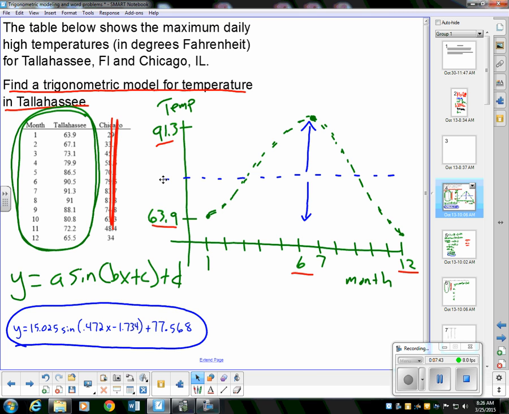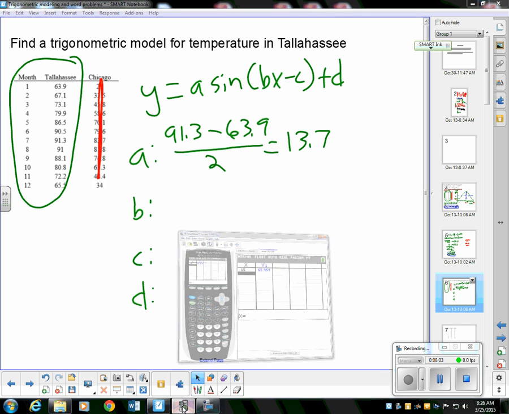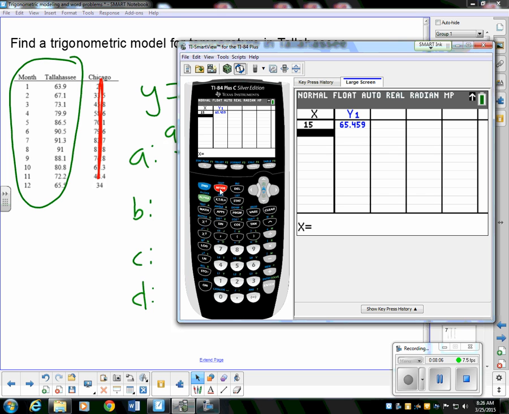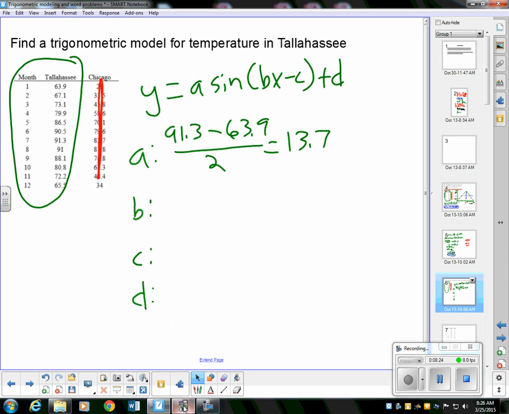And the formula for amplitude, if you will remember, was the highest y value, which is 91.3, minus the lowest y value, 63.9, and then you divide that by 2. And you should get 13.7. You can do that in your calculator. In fact, I'll go ahead and pull this one up and do it that way. Calculator will work here. So it's 91.3 minus 63.9. And then you want to divide that by 2. So our amplitude is 13.7, just showing that to you on the calculator.